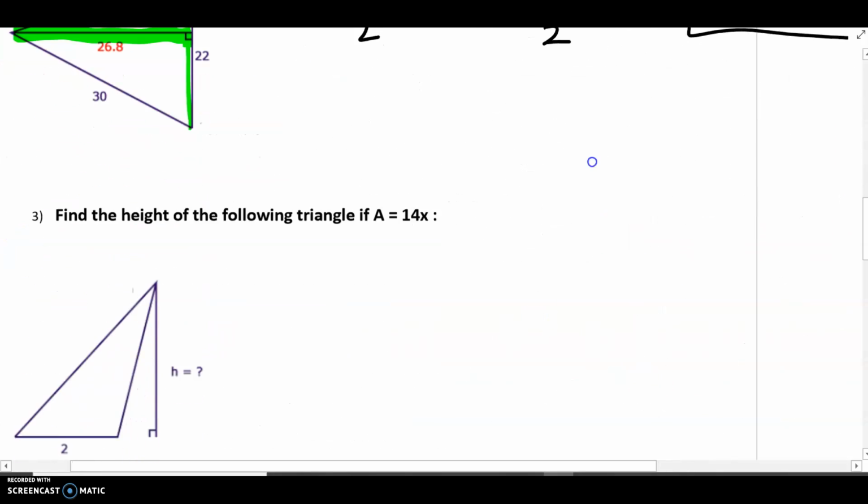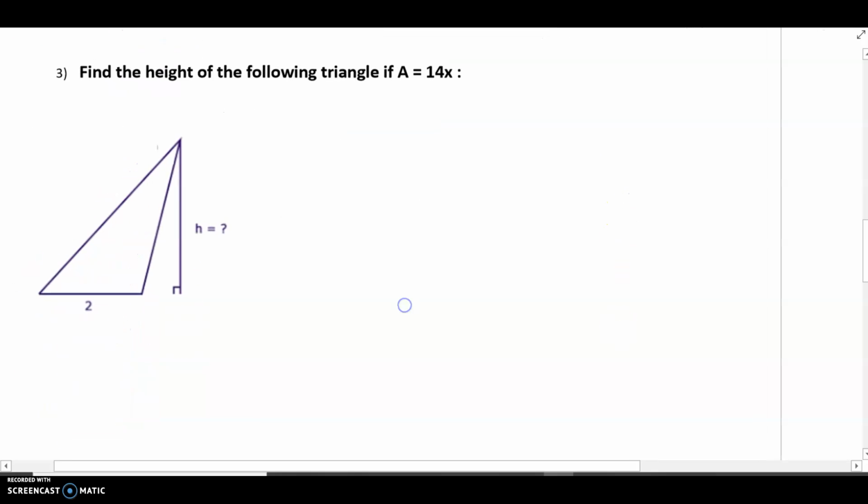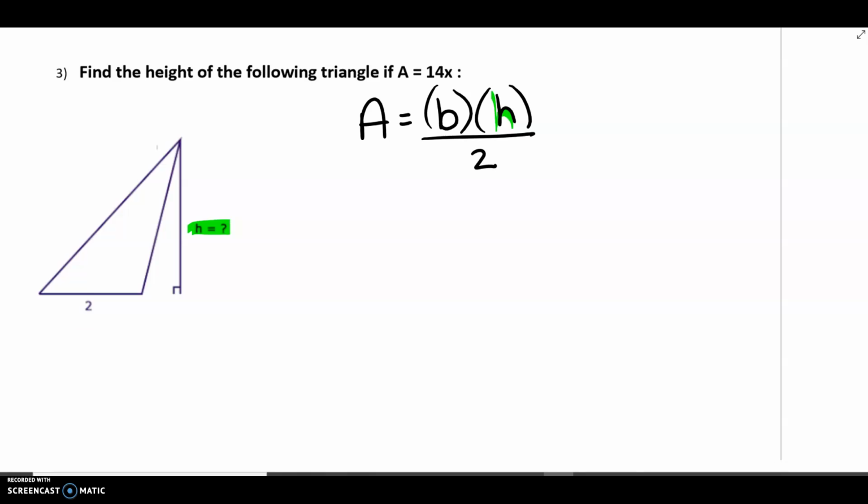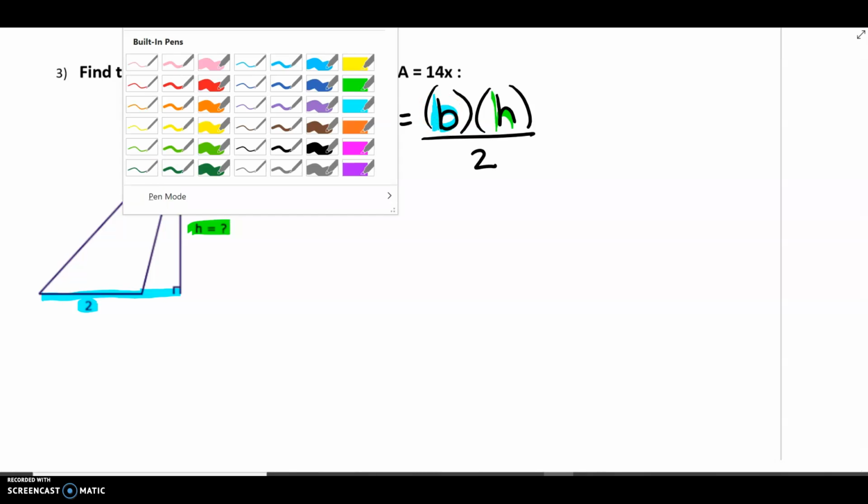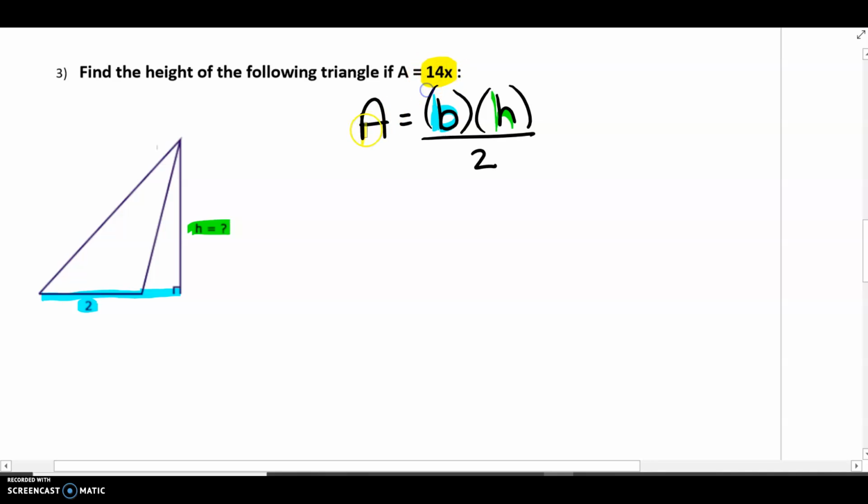Hopefully we're good on number 2. Here's number 3. Number 3, once again, start with the formula. I know I have area equals base times height divided by 2, but they're giving me a different set of information this time. They want me to find the height. They're telling me the base that's perpendicular to that height. And they're giving me the area as being 14x.